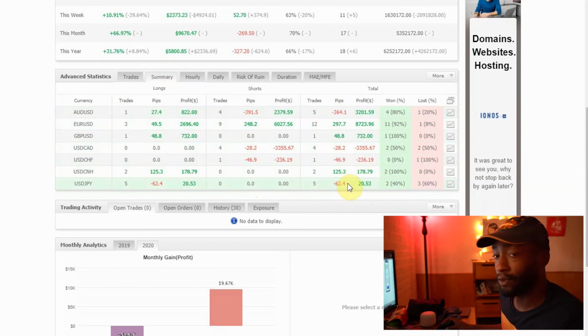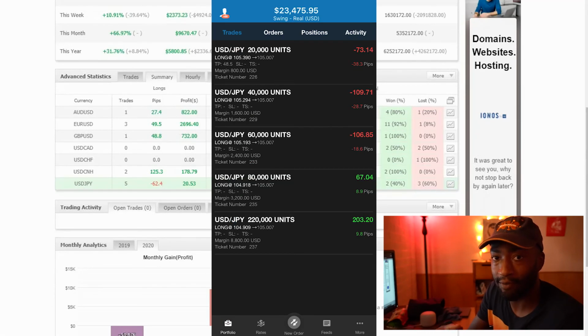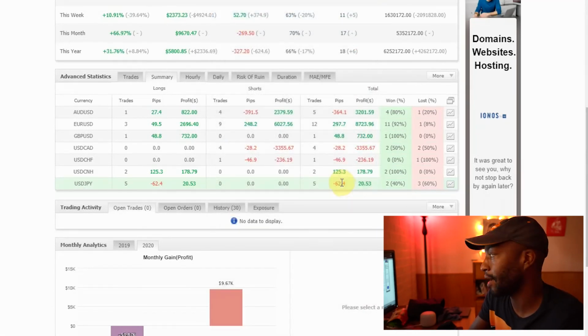And you can see here, the pip gain was negative 62 pips, okay? So that right there, maybe I'll take a screenshot, but that right there was in fact a loss, but because I used dollar cost averaging, it came out as a winner.